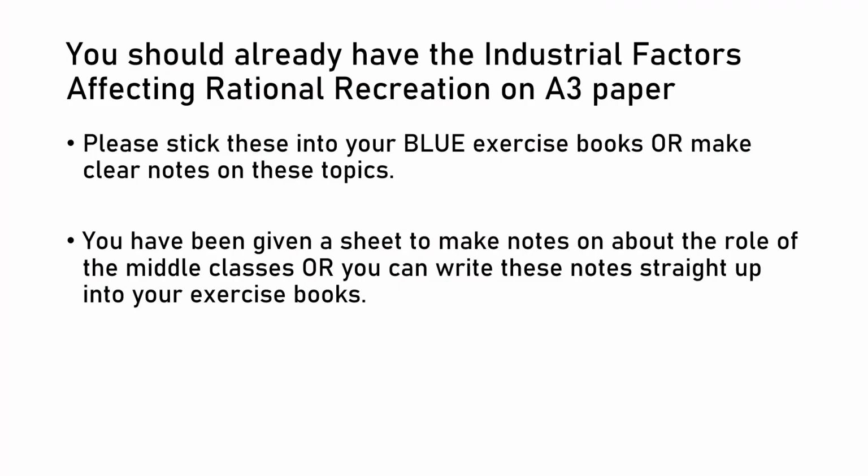You need to make notes in your blue exercise books just to make sure those books are in order. You should already have the industrial factors affecting rational recreation on A3 paper, those big A3 sheets that we had. They can now be stuck into your blue exercise books, or if you prefer to make clear notes on them, that's fine as well. You've also been given a sheet in class to make some notes about the role of the middle classes, or again, if you prefer to write those notes straight into that exercise book, you can.